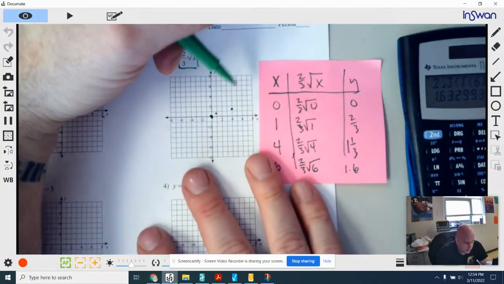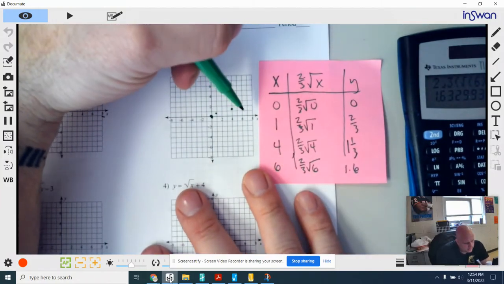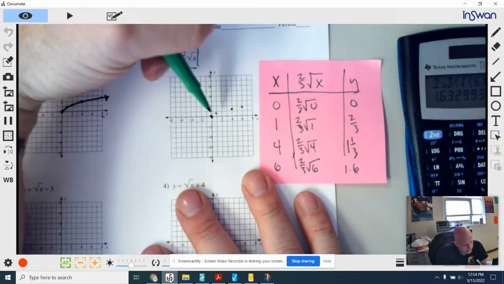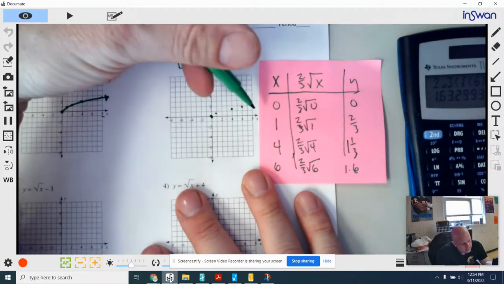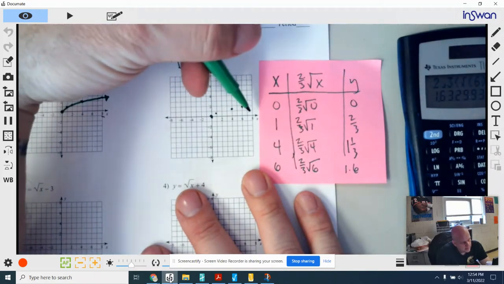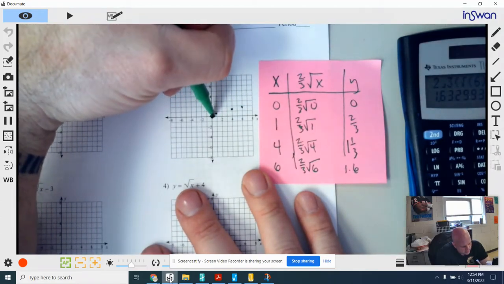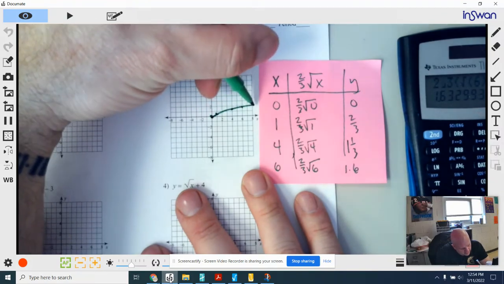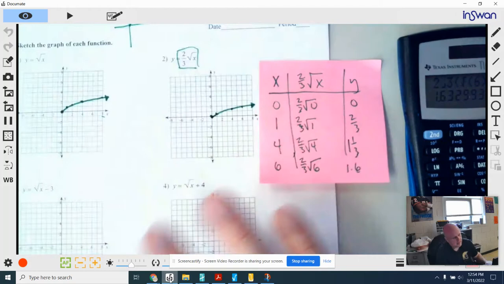Or almost 1 2/3. So at 6, we're at 1.6, a little over halfway there, about like that. So you see it's not as steep. It's kind of hugging the x-axis a little bit more. So go ahead and just kind of estimate how it's going to go. Put your arrow on the end, and that's that function.